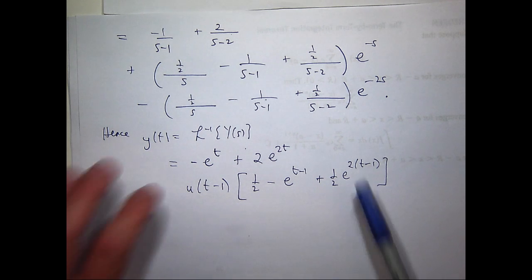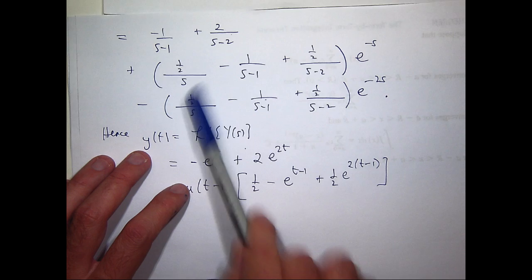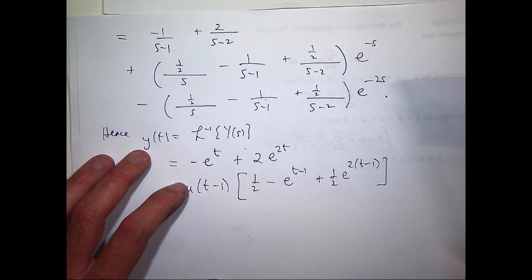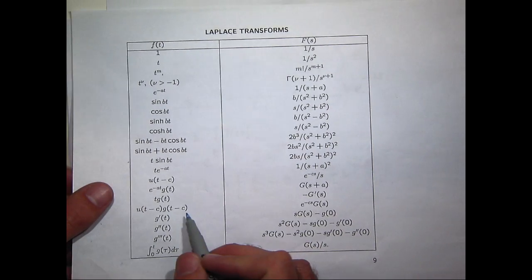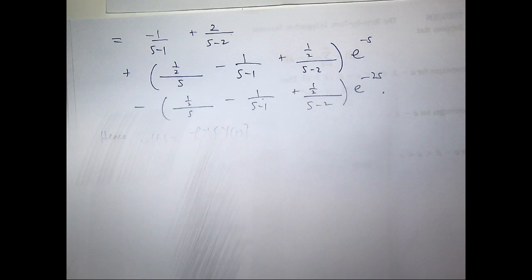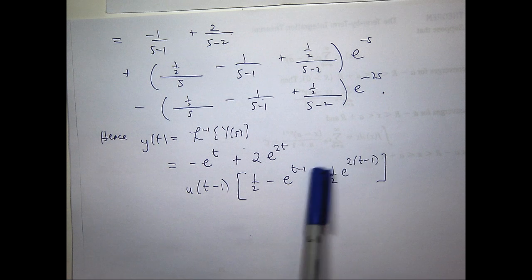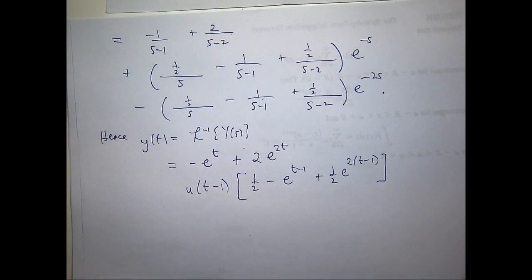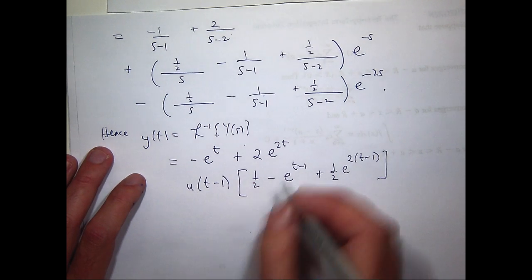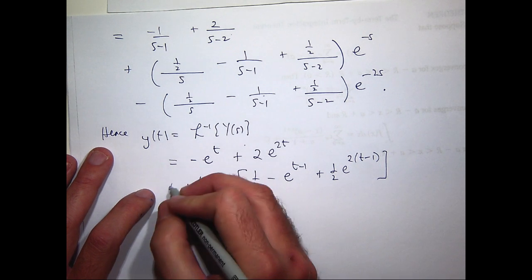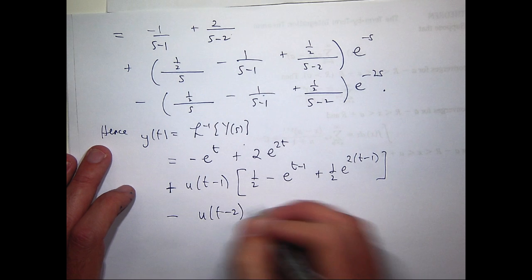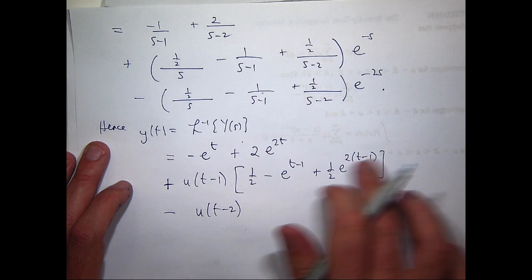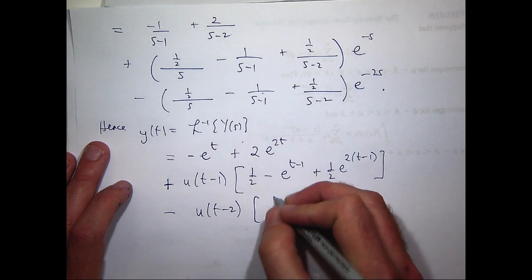Now for this one, the brackets are exactly the same as up here. The only thing that's different is the 2. So again, using the second shifting theorem, the c would be 2 here. Instead of shifting everything 1 unit like we did up here, we'd shift it 2 units. So that should be a plus, and then minus, so this will be u of t minus 2 times the same transforms just shifted 2 units.